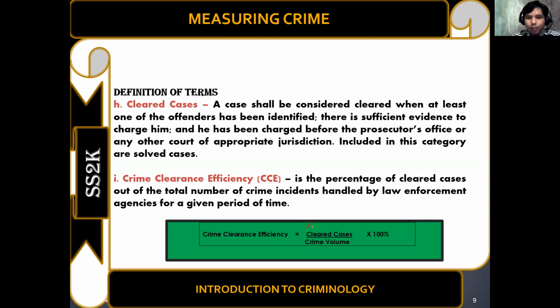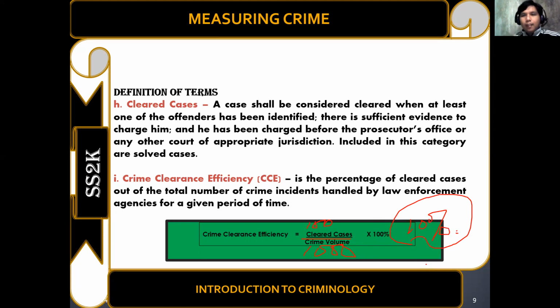Okay, so sabihin na natin na meron pong 100 na cleared cases out of 1,000. Okay, so ano ang crime clearance efficiency? So i-substitute nyo lang 100 divided by 1,000. Okay, that is 0.1, times 100%, that will be 10%. Yun po ang crime clearance efficiency. Ganyan po ka-efficient ang mga pulis na i-clear yung kaso. Okay? So, that is crime clearance efficiency, ladies and gentlemen.